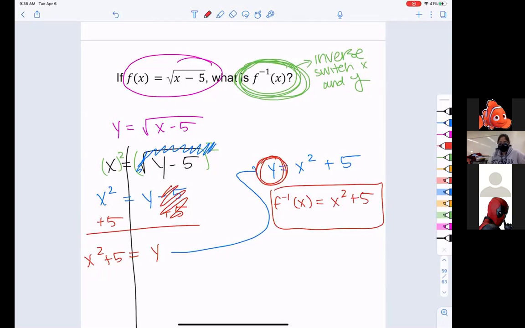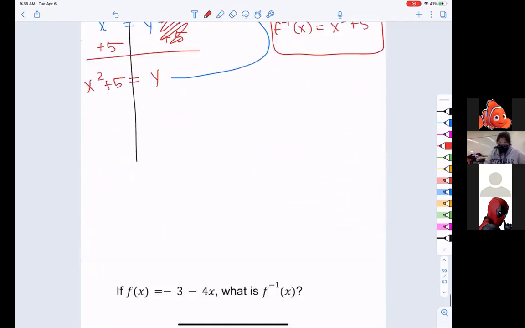All right. Same kind of steps every time. We flip the x and y and we solve for it. We put f negative 1x, our answer. So let's try the next one.